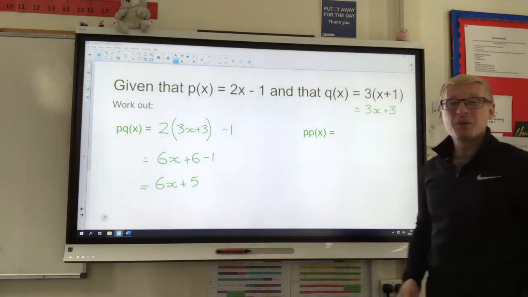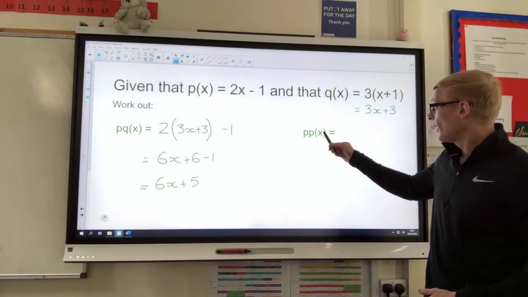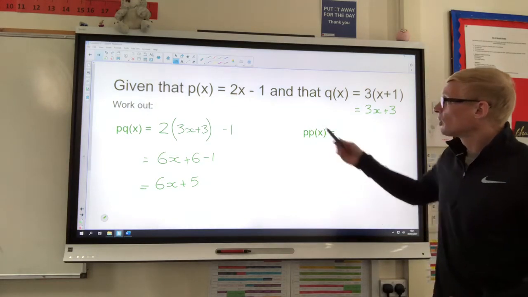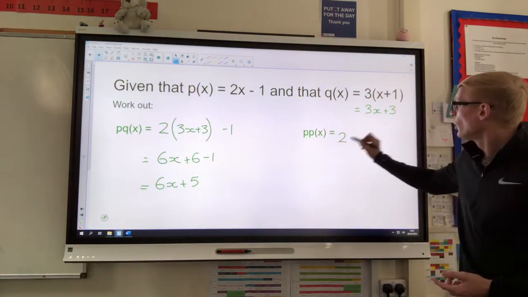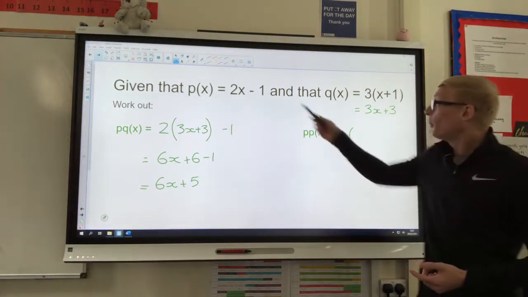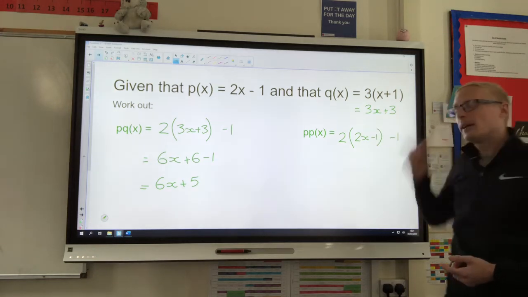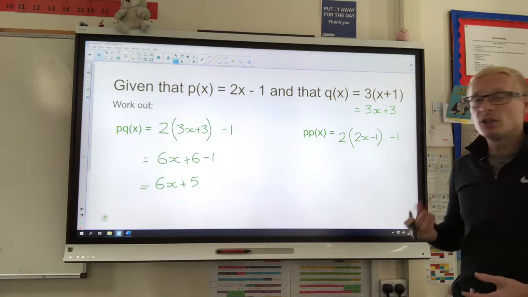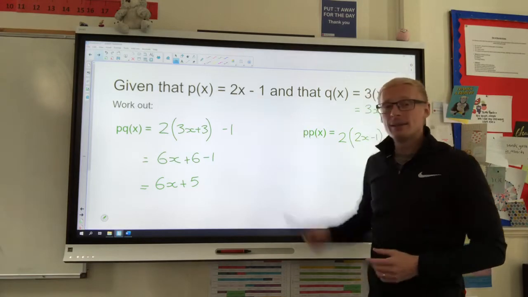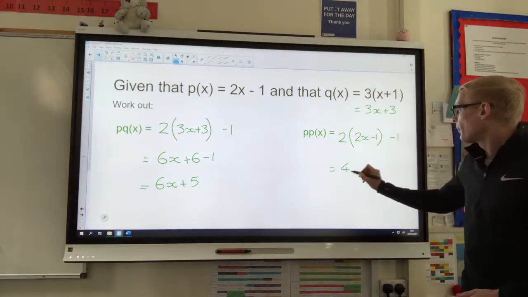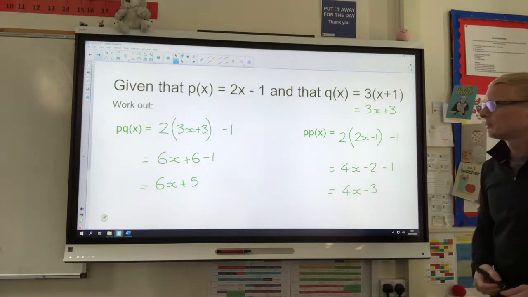Now this one's slightly different in as much as you've got the same letter twice here, but the principle applies still. You're putting the inside function here, and you're putting that into the outside function. So we're taking p of x, and we're putting it into p of x. So you're going to put 2, and then where x is, you're going to put p of x in. So 2x minus 1, take away 1. Now that might take some getting used to, so just make sure you really think about what's happening there. We're putting p of x in where x is in p. So expand that bracket, and then we're left with 4x, take away 3 there, okay?